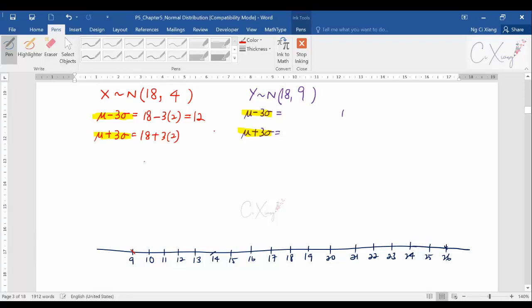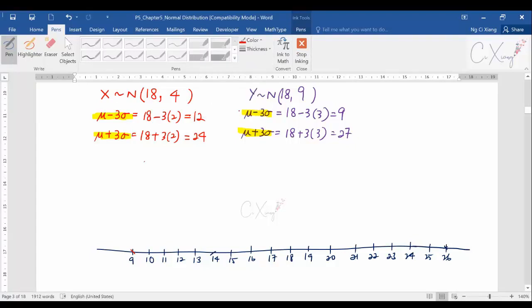12, is it? Then this one you should have 24. Okay, then how about for the Y? 18 minus 3 times 3. You get a 9. And then 18 plus 3 times 3. You should have 27. Okay, alright, so now start to sketch it.